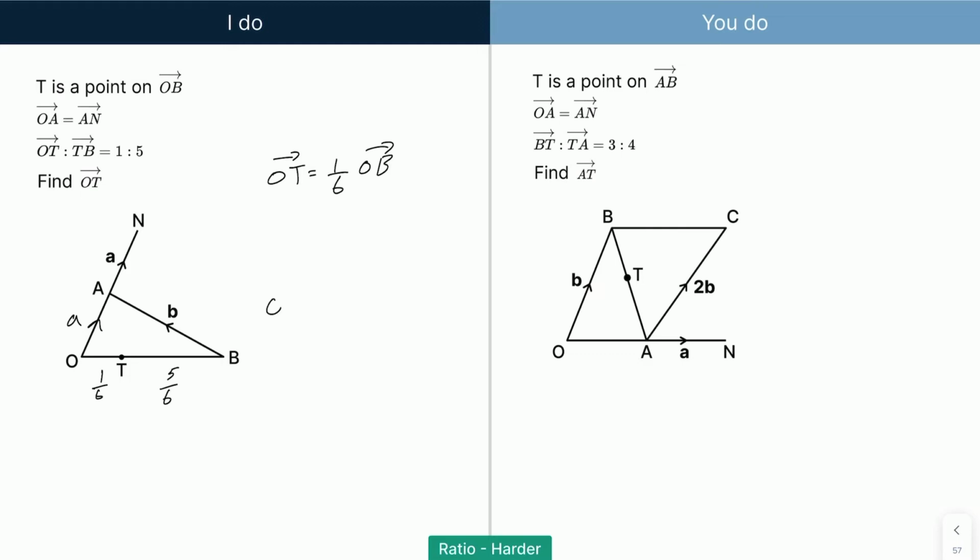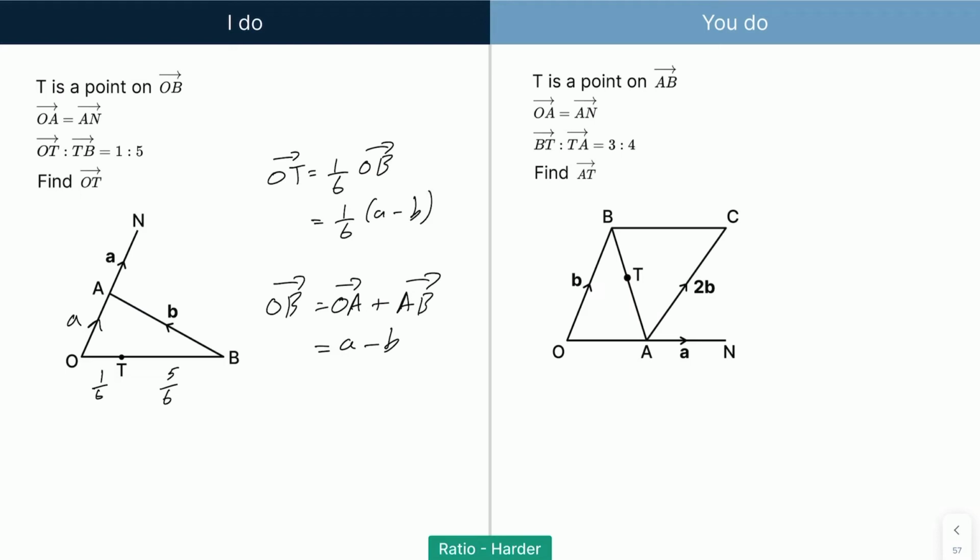So, well, what is OB? So to go from O to B, I can go from O to A, then A to B, which is A minus B, and the answer here is just 1/6 A minus B.